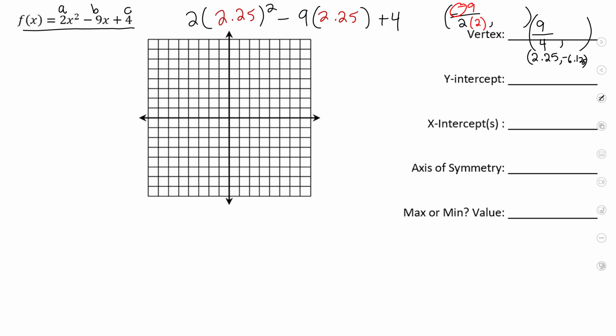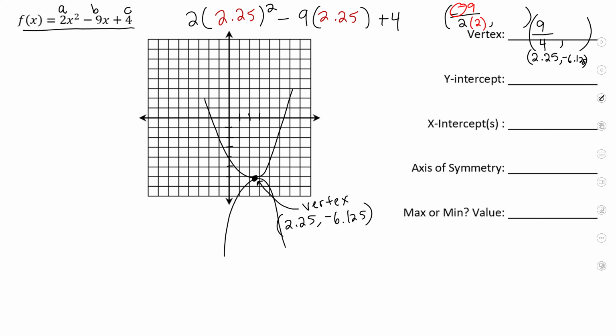Okay, so I'm going to go ahead and plot that. This is 1, 2, 3, so 2.5 is somewhere in between there, and -1, 2, 3, 4, 5, 6. I'll be right here somewhere. That is my vertex. Everyone plot the vertex. Your vertex is at 2.25 and -6.125.